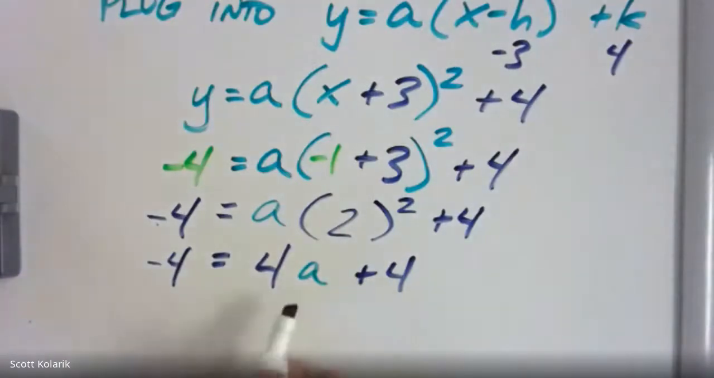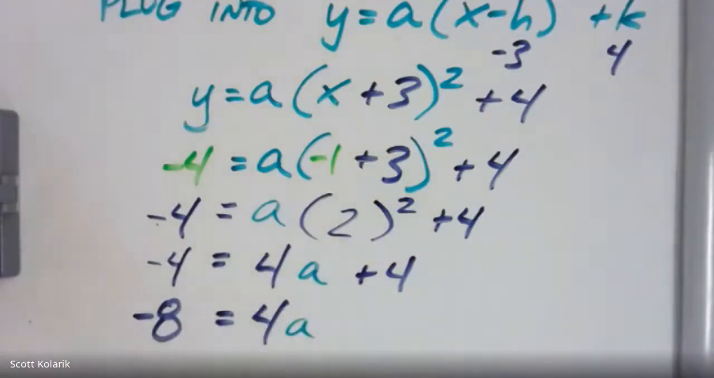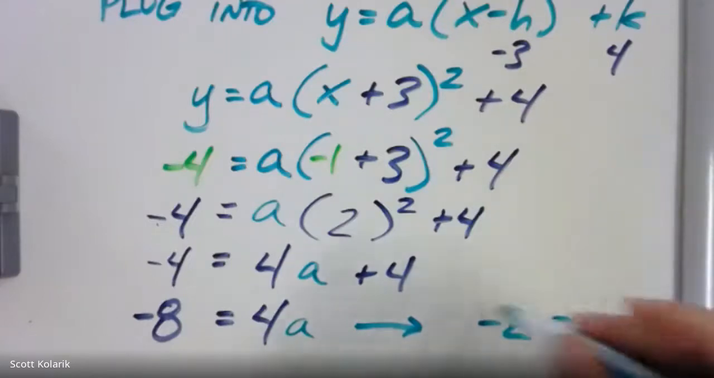All right, we're in the business right now of getting a by itself. So now I need to subtract 4 to the other side. If I subtract 4 from -4, I get -8. And that's still equal to 4 times this unknown a. Now dividing the 4 to the other side, I'm going to get that a is -2.